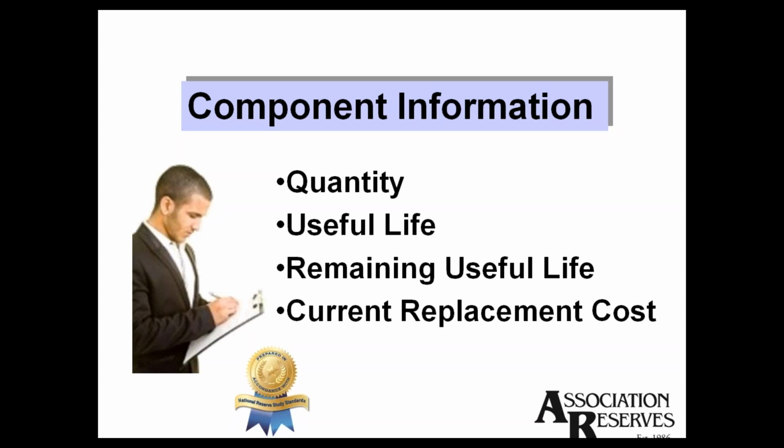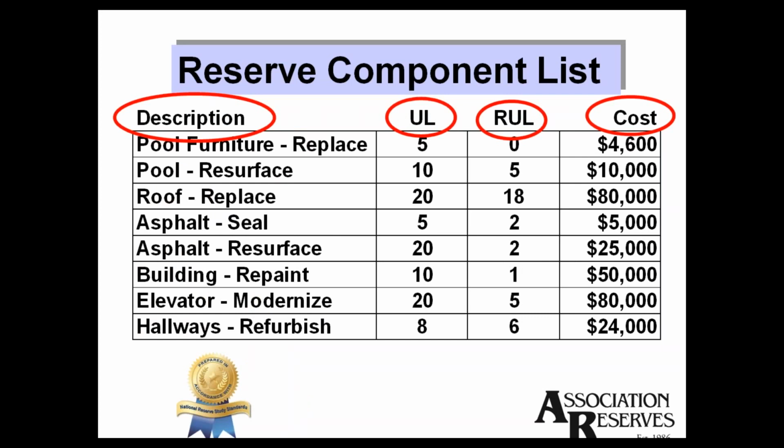And then for each component, expect to see the following information. Something identifiable. Typically this means a quantity, but it could also mean the serial number, a size like the BTU rating of a water or pool heater, maybe the horsepower of a pump, and then of course we expect to see the useful life in years, remaining useful life also in years, and the current replacement cost. We'll inflate these costs in the financial analysis portion of the reserve study, but here in the component list it should show current costs.